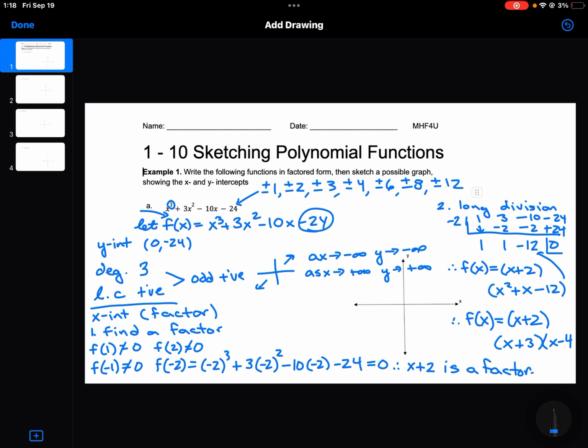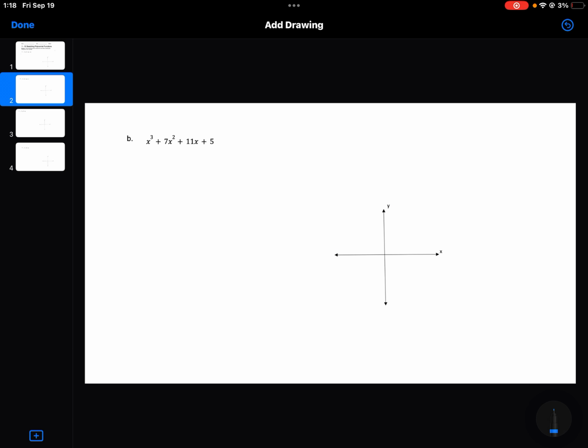So now I can put on my x-intercepts as minus 2, minus 3, and positive 4. My y-intercept I already know is minus 24 down here. All those roots have multiplicity 1, and it's an odd positive, so I can see my end behaviors. Okay. So let's try one more example on the video, and the rest we will do in class.